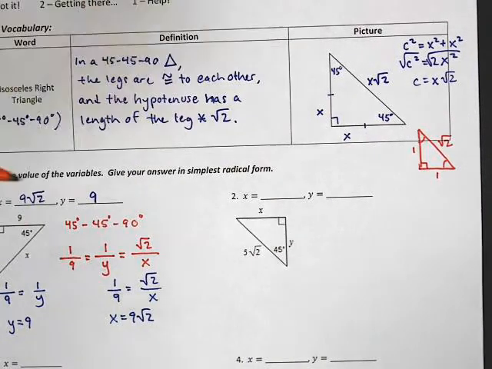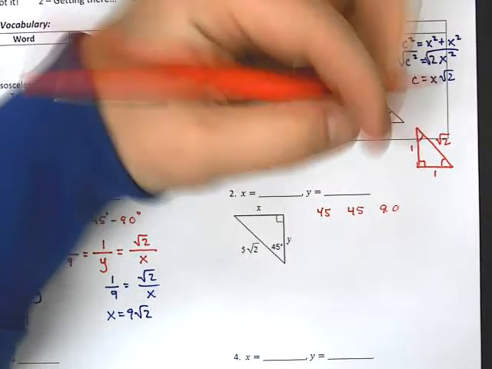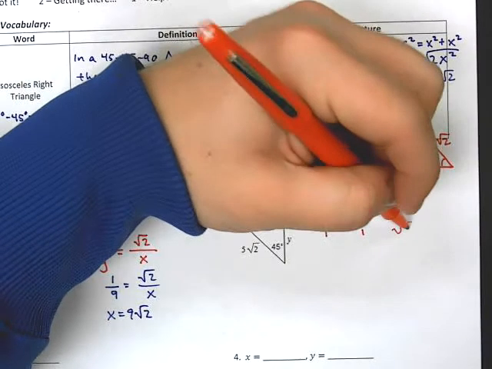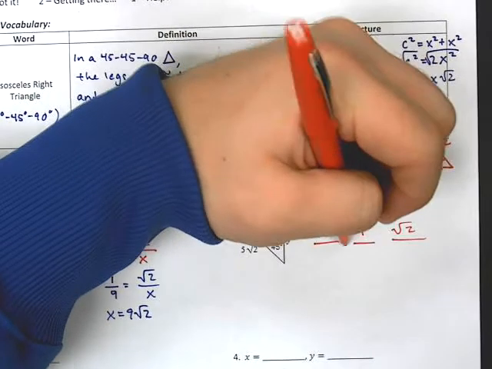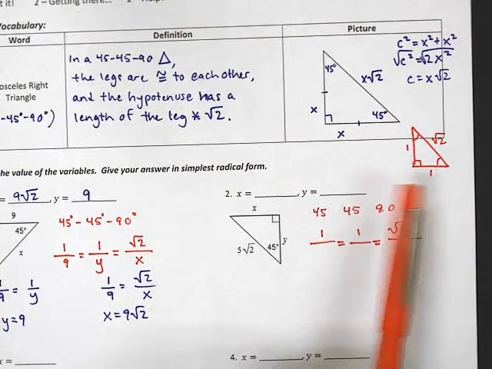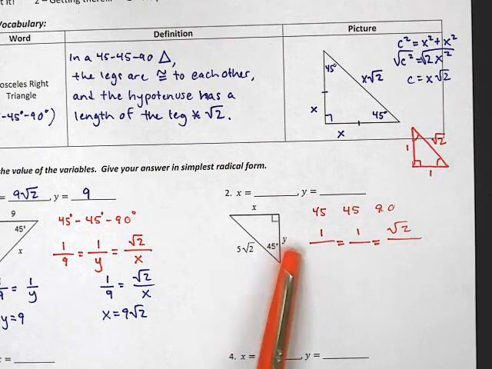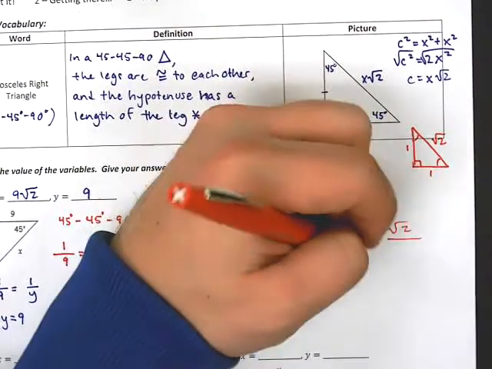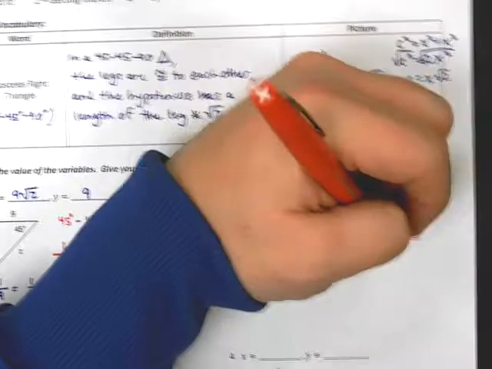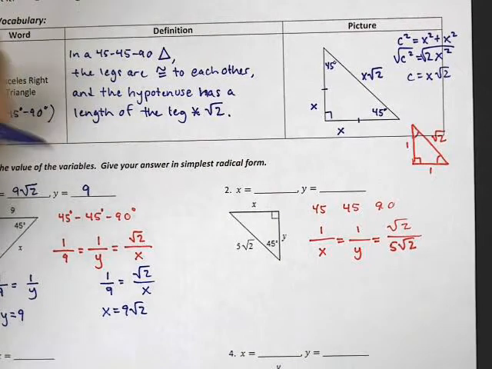Okay, so again, we have a 45, 45, 90, and I always know that that goes 1, 1, square root 2. Now I ask, what corresponds to the 1 and the square root 2 in my dummy triangle, but in my new triangle? And I look, well, x and y are legs. So x and y go under the 1s, and 5 square root 2 goes underneath the hypotenuse, or underneath the square root 2.